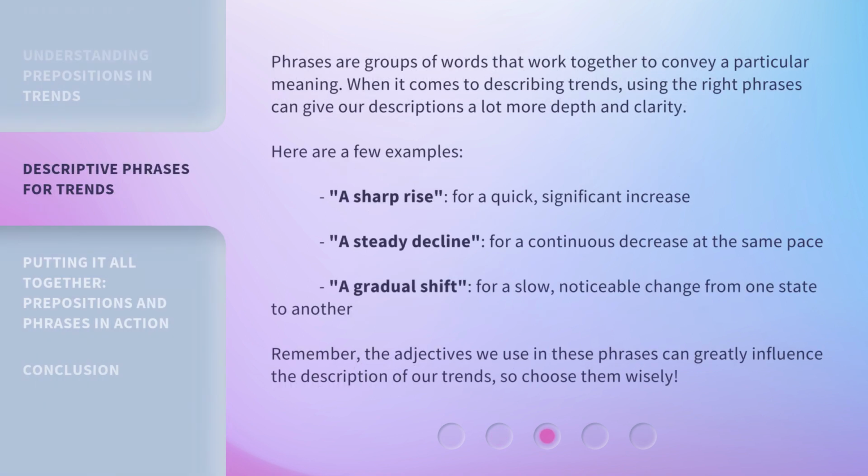Phrases are groups of words that work together to convey a particular meaning. When it comes to describing trends, using the right phrases can give our descriptions a lot more depth and clarity. Here are a few examples. A sharp rise, for a quick, significant increase. A steady decline, for a continuous decrease at the same pace. A gradual shift, for a slow, noticeable change from one state to another. Remember, the adjectives we use in these phrases can greatly influence the description of our trends, so choose them wisely.